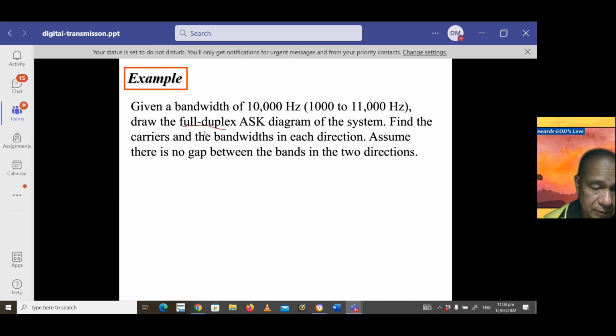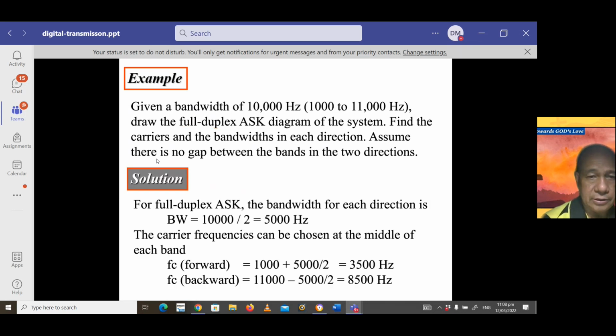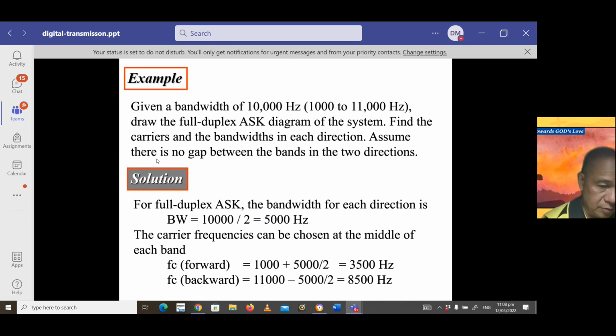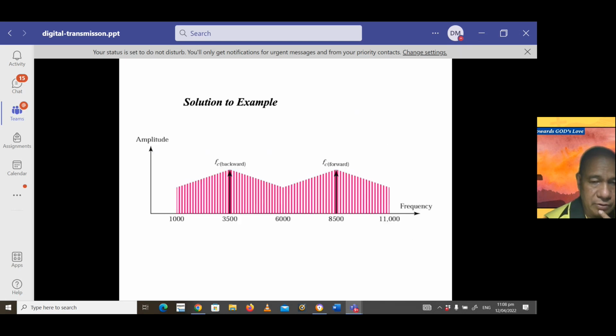Now, can we recall this? Half duplex is what the guards' radios use. Your cellphone is full duplex. So find the carrier and the bandwidth of its directions. That's how full duplex is. So for full duplex, the bandwidth is 10,000 divided by 2, so you have 5,000 hertz. And the carrier frequency, 1,000 plus 5,000 divided by 2, is 3.5 kilohertz to 8.5 kilohertz.